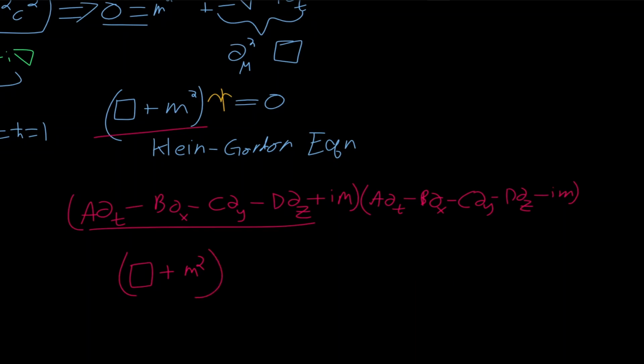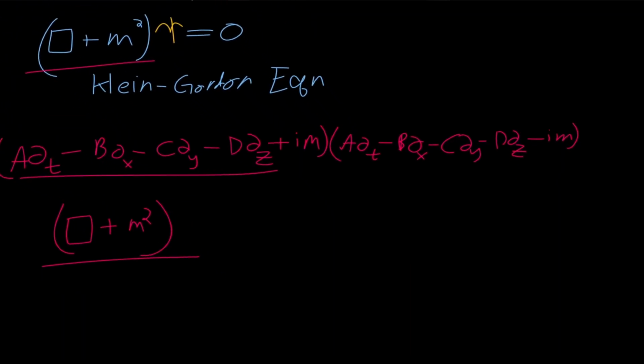So in order to end up with our original operator right here, we need to apply a couple of conditions. Namely, a squared has to equal b squared, has to equal c squared, has to equal d squared, which is just equal to 1, right? Because we don't want any extra numbers there. That right there is pretty straightforward.